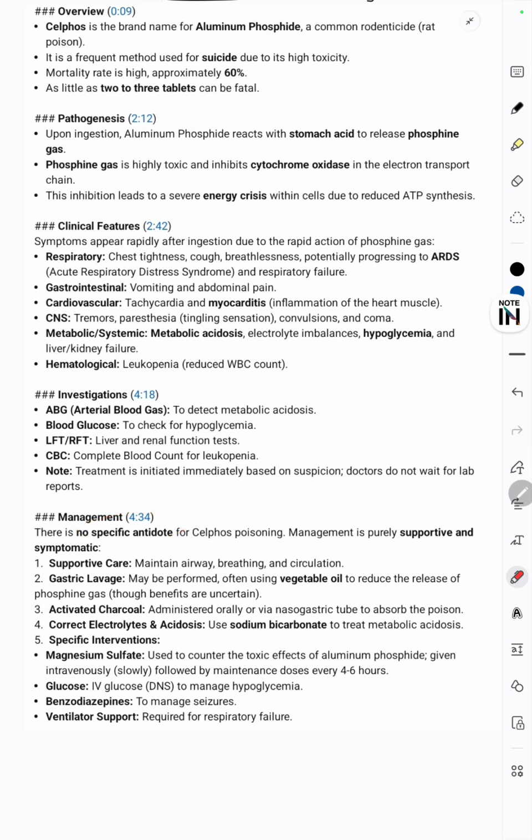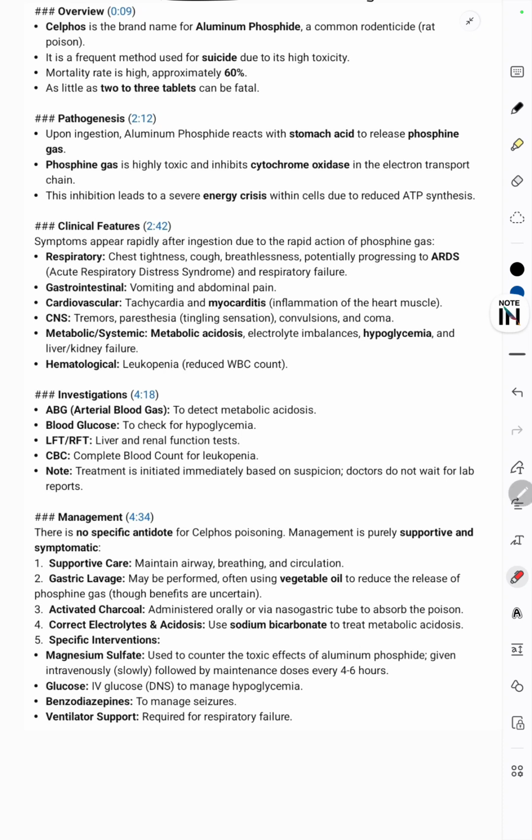There is no specific antidote for Sulfas poisoning. Management is purely supportive and symptomatic. So supportive care is to maintain ABC. Then gastric lavage should be performed. It can be performed with vegetable oil also because it reduces the release of phosphine gas. Though activated charcoal is considered to be better, and it is given by nasogastric tube or orally to the patient.